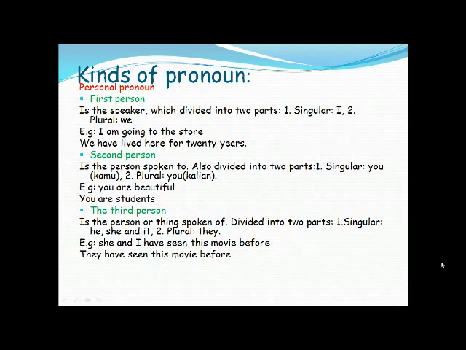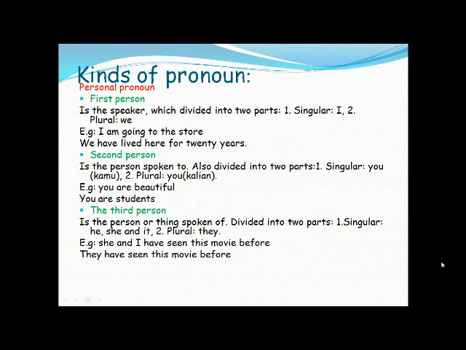And next is second person, the person spoken to, also divided into two parts. First is singular, which is you, and the plural is also you. For example, you are beautiful. This means you for a singular person. And you are students. This means you for plural.